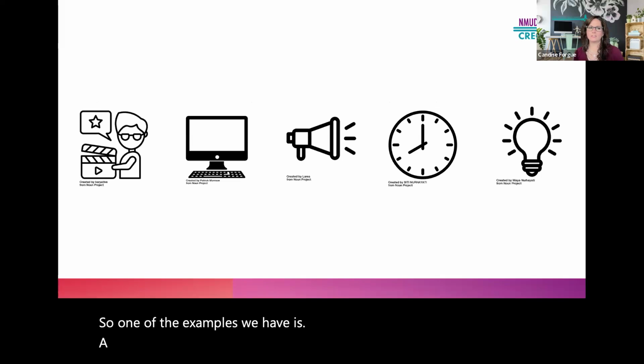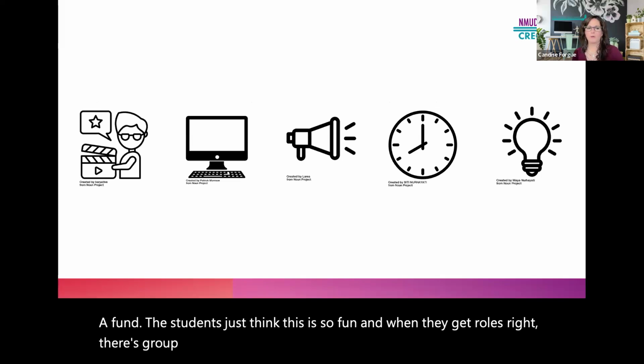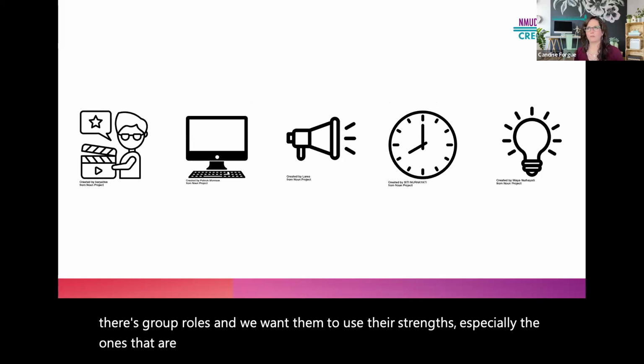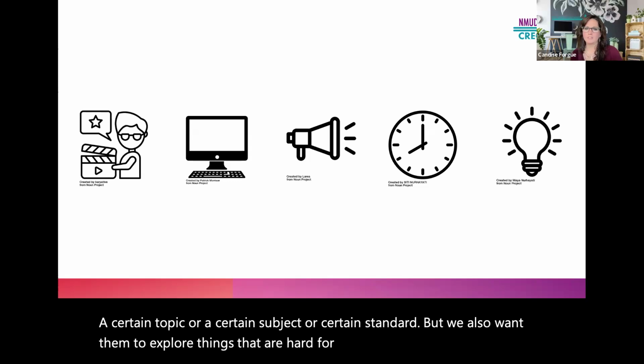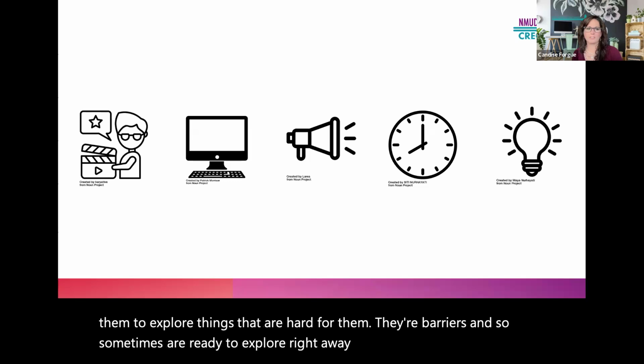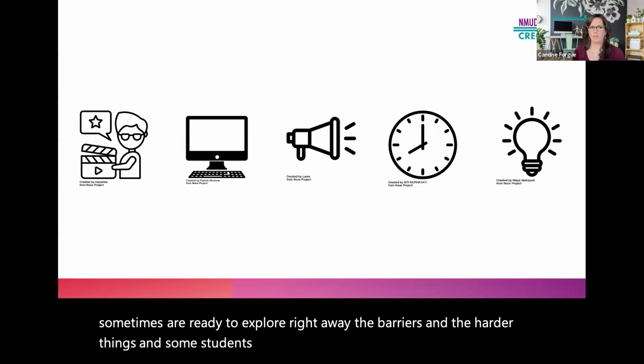the students just think this is so fun when they get roles, right? There's group roles. And we want them to use their strengths, especially the ones that are uncomfortable with, you know, a certain topic or a certain subject or certain standard. But we also want them to explore things that are hard for them, their barriers. And so some students are ready to explore right away the barriers and the harder things, and some students want their comfort zone. And so the little images depict the different roles.